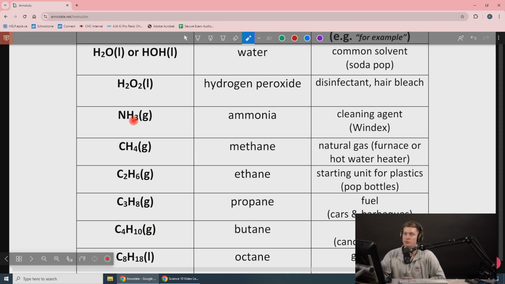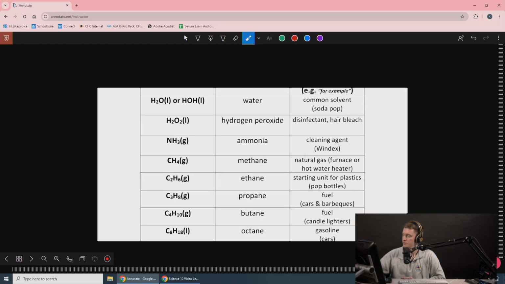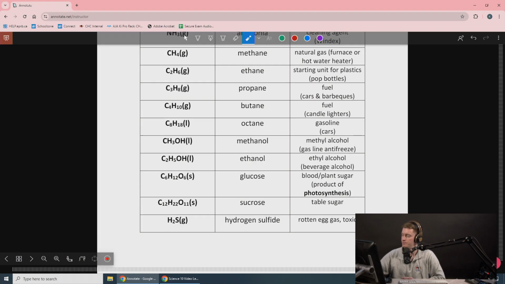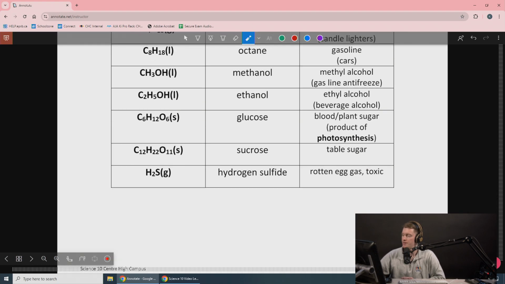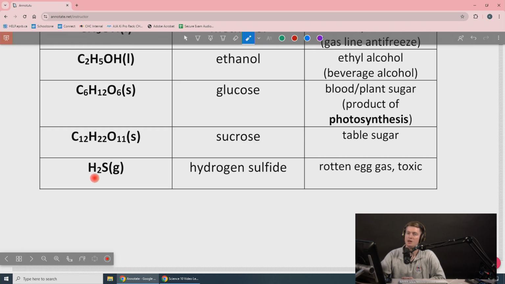Ammonia, NH3, another hydrogen compound, but we don't call it nitrogen trihydride. It is instead ammonia. Common name to look out for. A couple other ones on here. Hydrogen sulfide down here again. This one is named just like you'd expect from a hydrogen compound where we don't use the prefix system. So instead it's just hydrogen and sulfur, it becomes hydrogen sulfide.